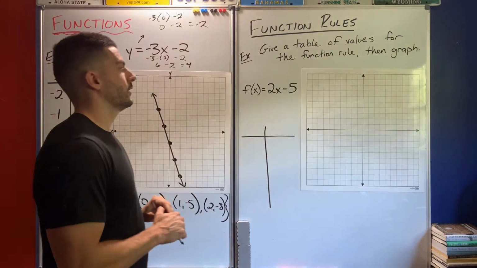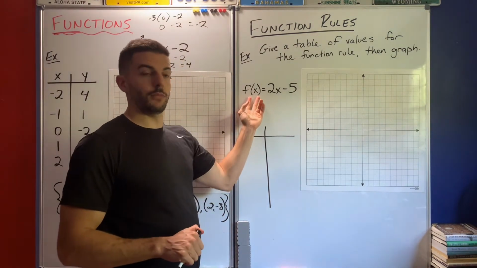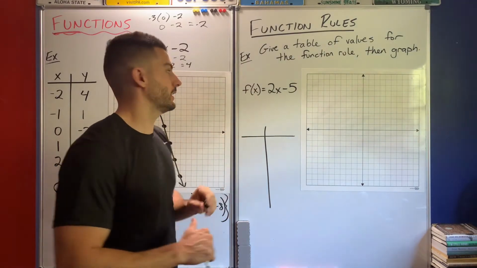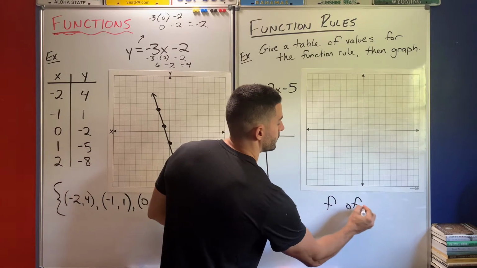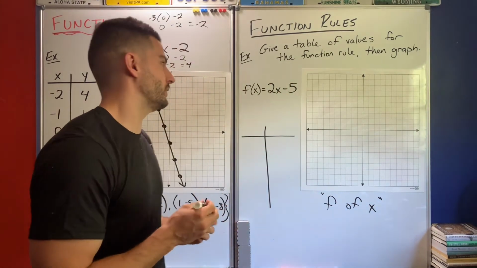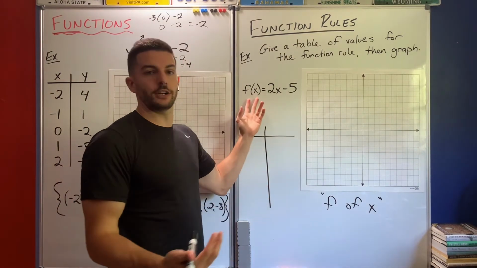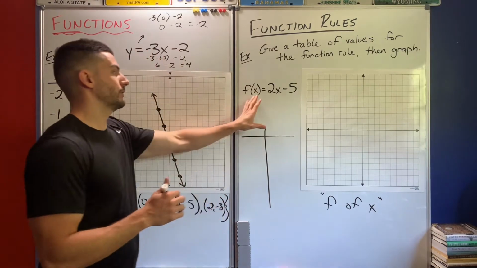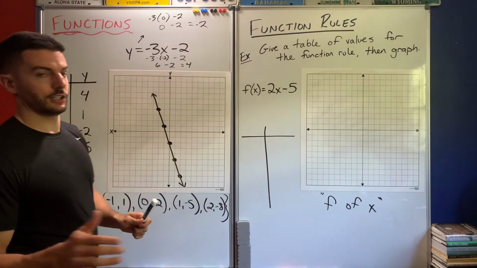Okay, and so with this one, the first thing you might notice is this weird symbol, this f of x. Okay, that's how you say that. We say that f of x. I know that's weird, okay? But notice that it's a weird symbol. That's called function notation, okay? That's something that you'll see with these, but just don't let that scare you, okay?